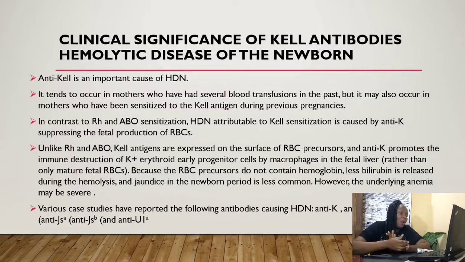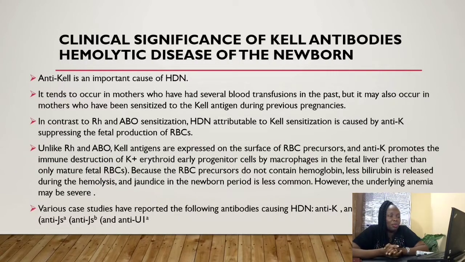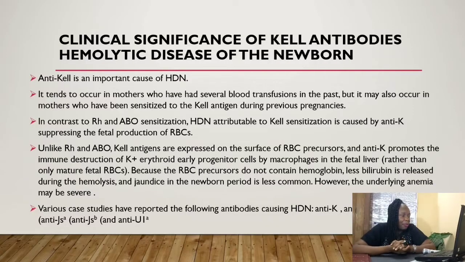Okay, like I said here, unlike RH and ABO, Kell antigens are expressed on the surface of red blood cell precursors, and anti-K promotes the immune destruction of K-positive erythroid early progenitor cells by macrophages in the fetal liver, rather than only mature fetal red blood cells. Because the red blood cell precursors do not contain hemoglobin, less bilirubin is released during the hemolysis. The jaundice in the newborn period is less common. However, the underlying anemia may be severe.